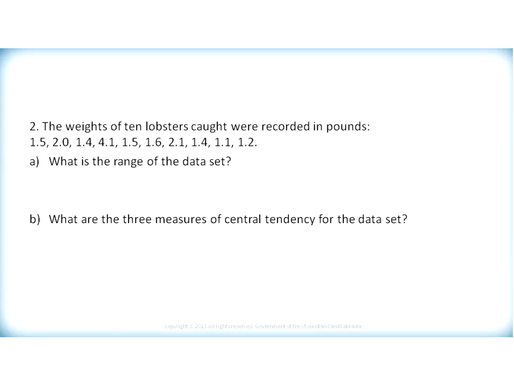Okay, here we have an example. The weights of 10 lobsters caught were recorded in pounds. So we have lobsters of 1.5, 2.0, 1.4, 4.1, 1.5, 1.6, 2.1, 1.4, 1.1, and 1.2. What is the range of the data set? We have to identify the least value in our data set. In this case, that's going to be 1.1. And we also have to identify the greatest number in our data set, and that would be 4.1.